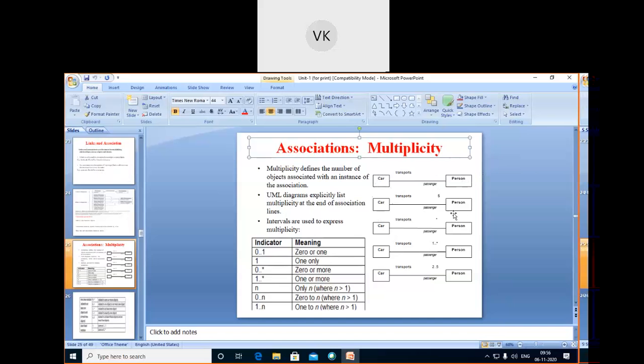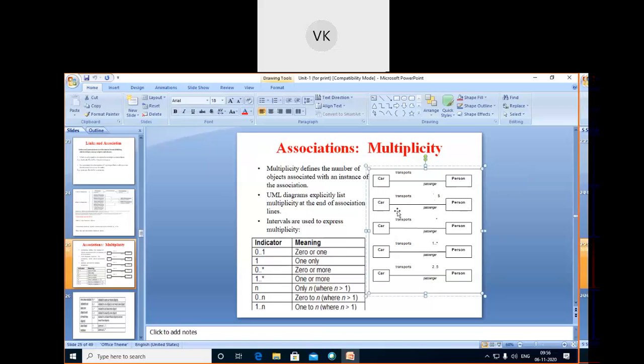In a car, a maximum of 5 persons can sit. The five means that in a car, the number of persons who sit is 5. This 5 represents the number I have written near the end of the person class, no? Above the line near the end of the person class, I have written 5.